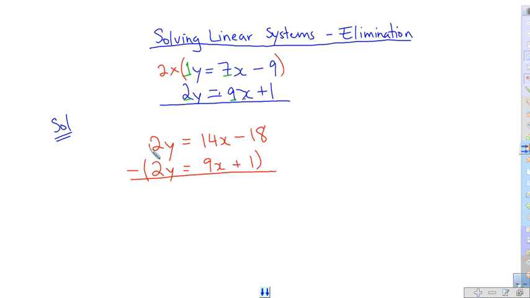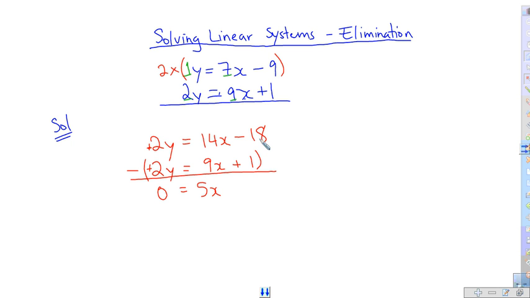So in this case, both the signs are positive, the signs are the same, so that's why I'll subtract. Even if both the signs were negative, I would subtract as well to get rid. Okay, so 2y minus 2y gives me 0y, or just 0. So I've eliminated the y. Now we have 14x minus 9x gives me 5x.